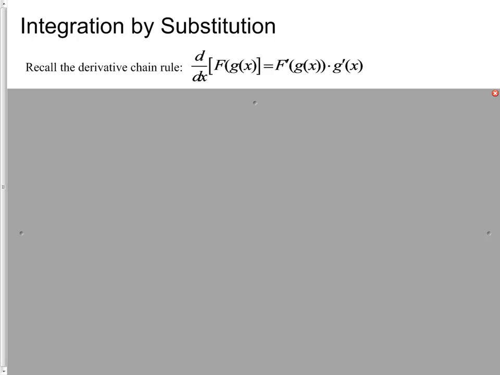Hello everybody, let's talk about integration by substitution. And probably the best way to get us started with this idea is to recall our derivative chain rule.